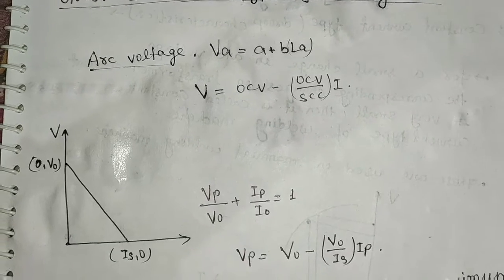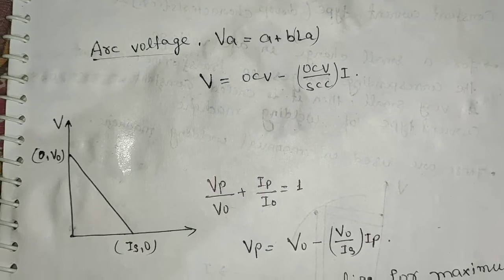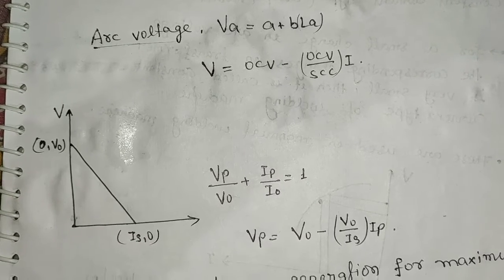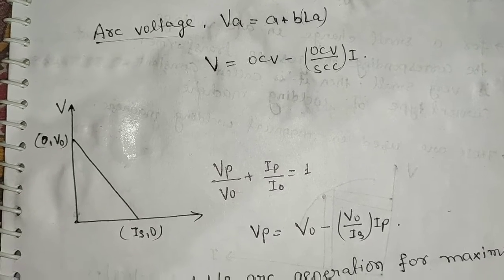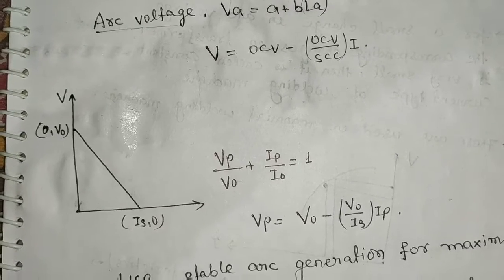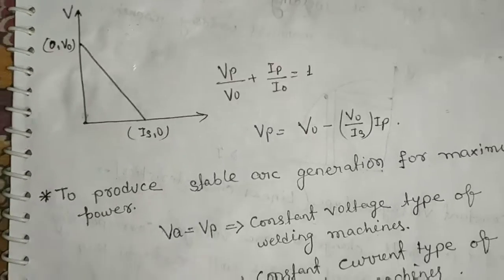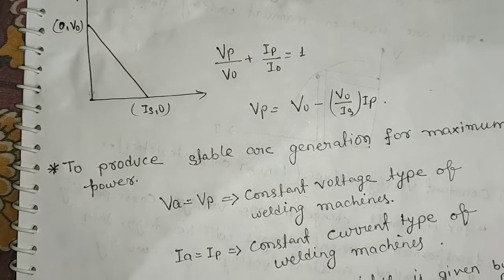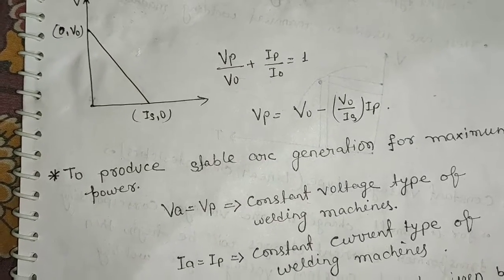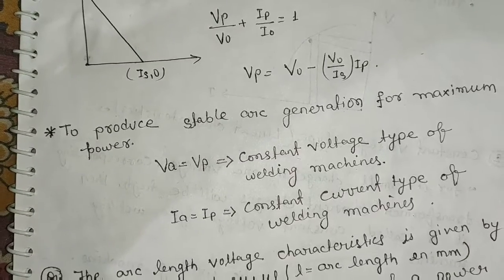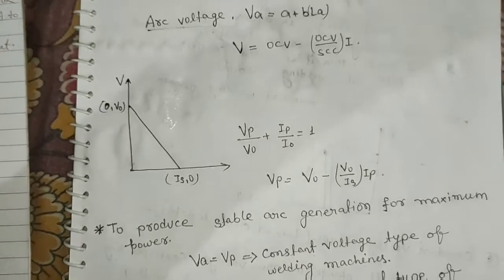Here we can see from the diagram Vp by Vo plus Ip by Io is equal to 1, and Vp is equal to Vo minus Vo by Is into Ip. This formula is very important. Now to produce a stable arc generation for maximum power, Va is equal to Vp when a constant voltage type of welding machine is given, and Ia is equal to Ip when a constant current type of welding machine is given.